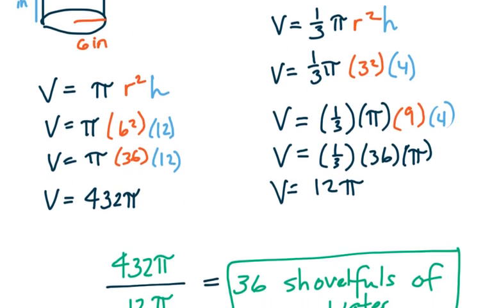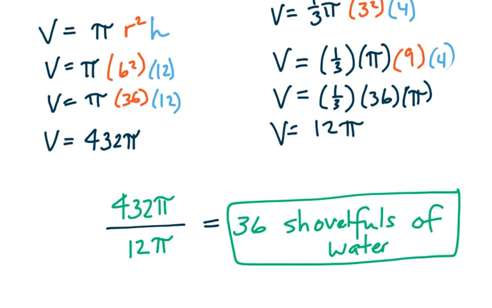We're being asked to figure out how many shovelfuls of water we need. So we're going to take the whole bucket, that was the 432 pi, and we're going to divide it by each shovelful, which is 12 pi. And when we do that, I promised you that the pi's would take care of themselves. Those pi's are going to actually cancel out.